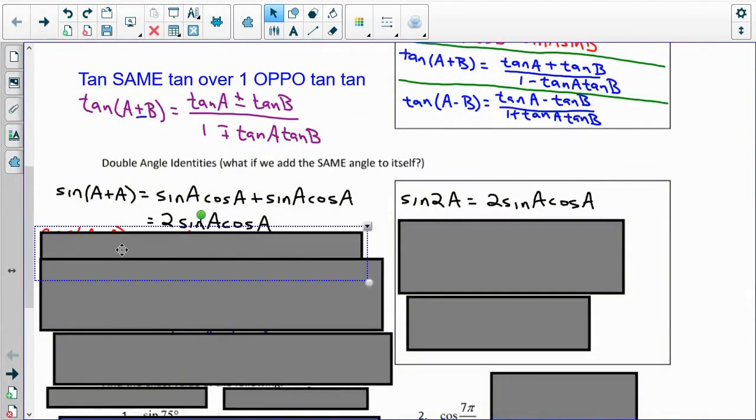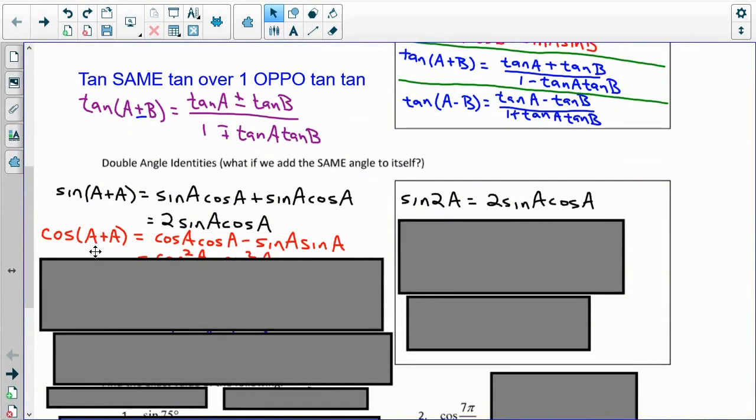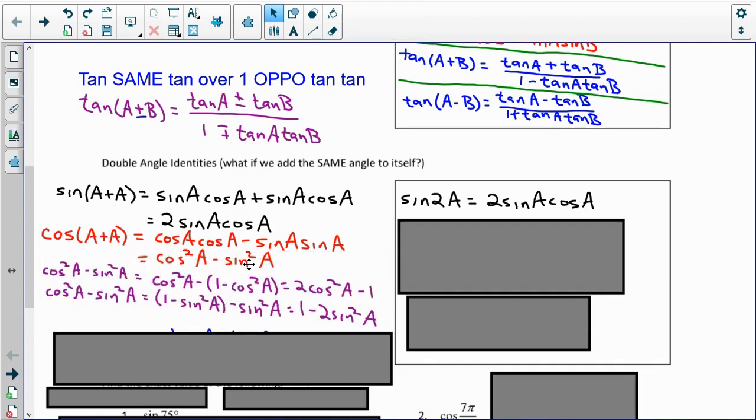Now with cosine, remember cosine co-alternates the sign. So we have cosine a cosine a minus sine a sine a. And then that ends up equaling cosine squared a minus sine squared a. Now, one of the things about the cosine of 2a is that remember that cosine squared and sine squared have Pythagorean identities, so we can actually write this in three different forms.